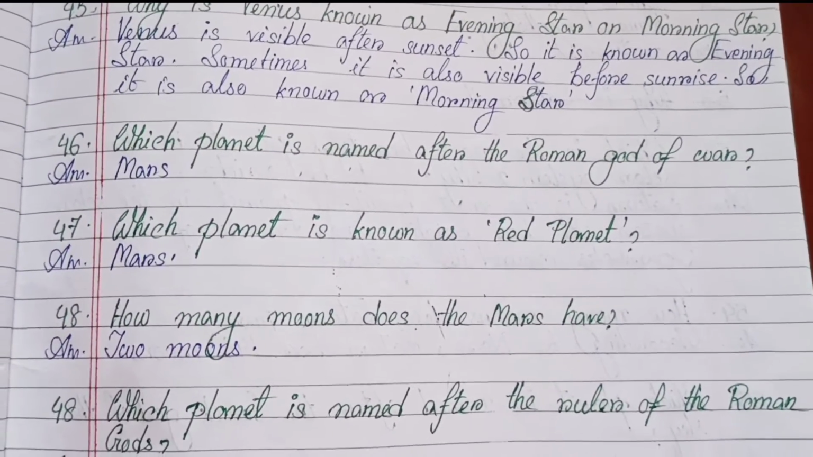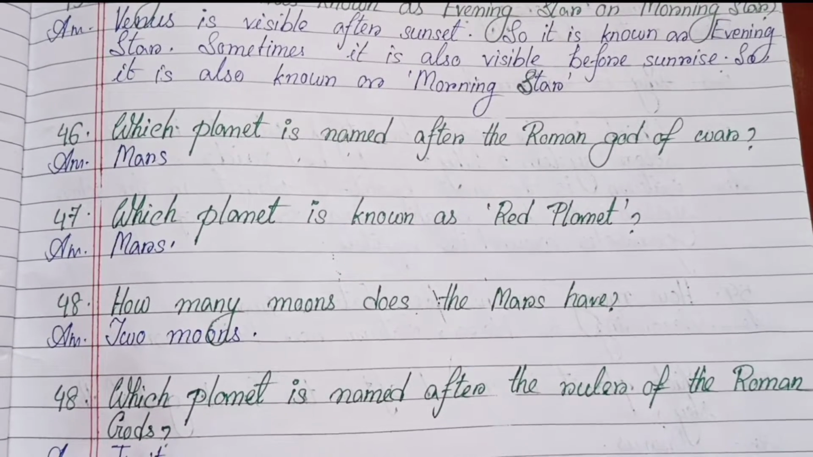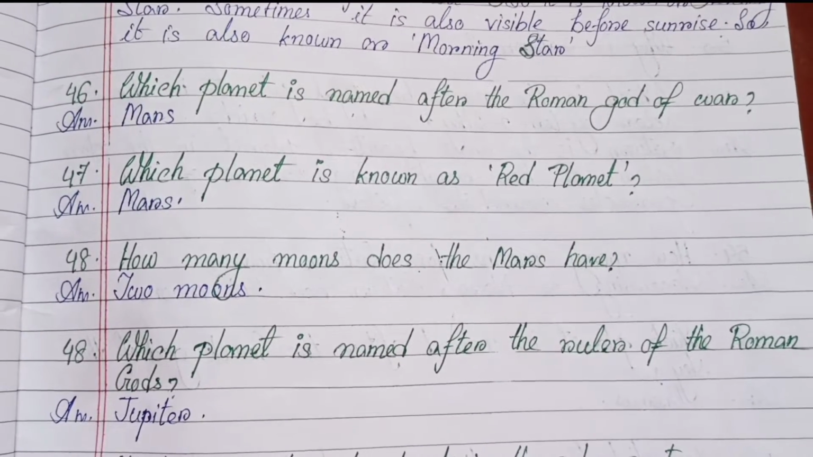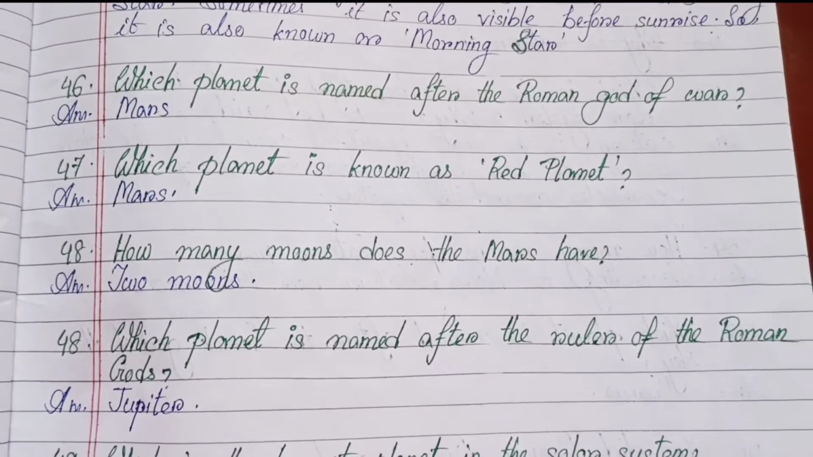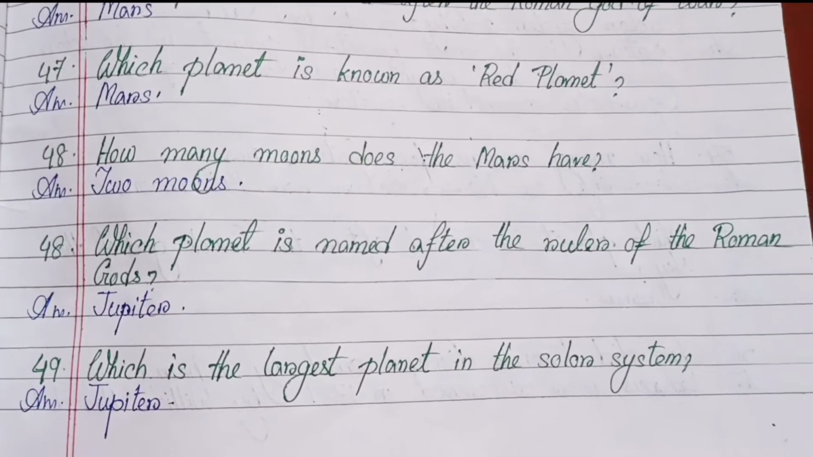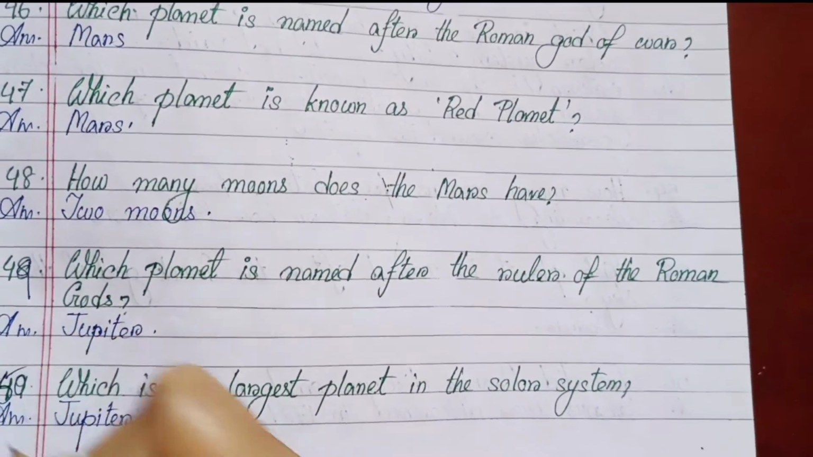Number 46, these are all one-word answers. Which planet is named after the Roman god of war? Mars. Number 47, which planet is known as the red planet? Mars. Number 48, how many moons does Mars have? 2 moons. Number 48, sorry, it should be 49 and then it should be 50.